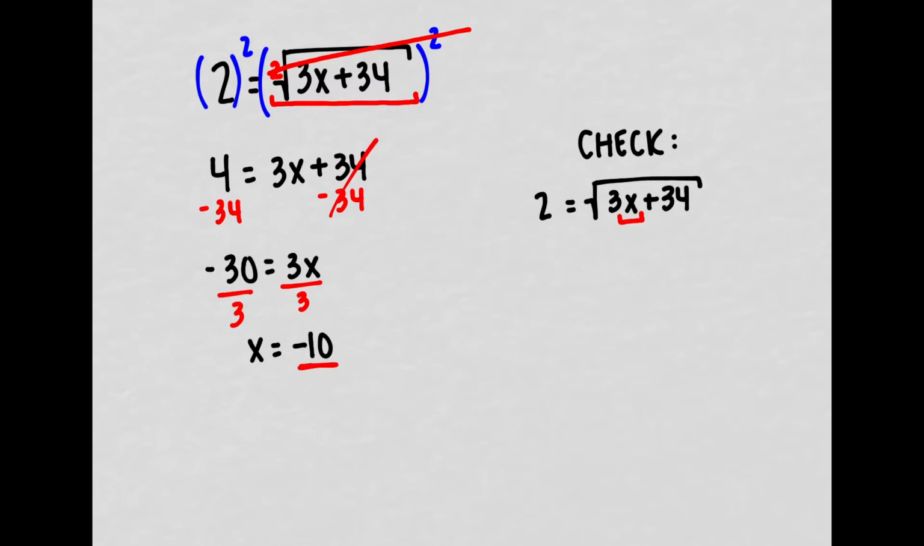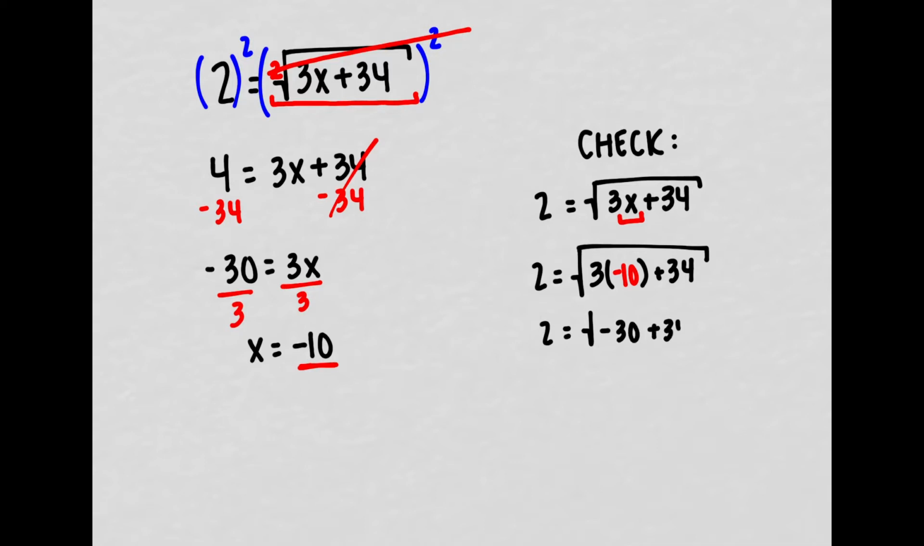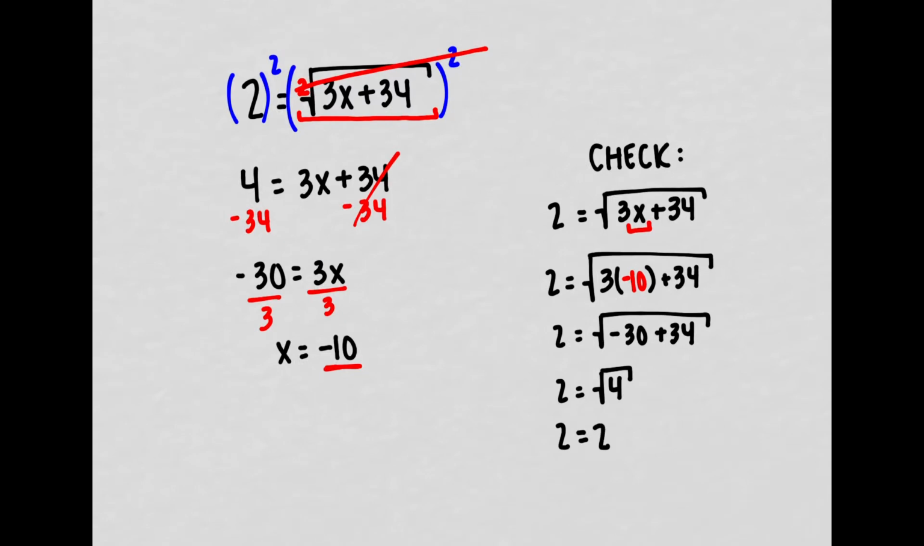Now I just found out what x was, so anywhere I see an x, I'm going to plug in negative 10. So you have 2 is equal to the square root of 3, but instead of x, I'm now going to plug in negative 10. And I still have that plus 34 underneath. Now 2 is equal to the square root of 3 times negative 10, which gives me negative 30, plus 34. I'm going to simplify negative 30 plus 34, and that gives me a positive 4. And now I have 2 is equal to the square root of 4, which does happen to be 2. So my answer did work out when I checked it, so x equals negative 10 is the answer.